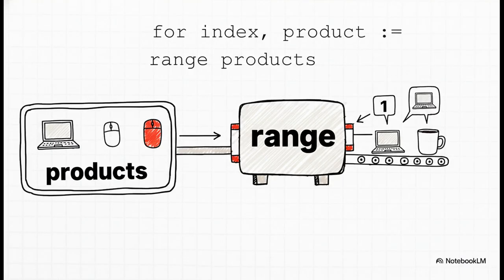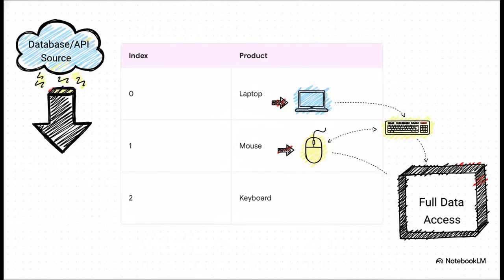When you use range on a collection, like this product slice here, it gives you 2 things back for every single item. First, you get the index, that's just its position, 0, 1, 2, and so on. And second, you get a copy of the actual value itself at that position. And as you can see, this lets you go through your data so cleanly. Just imagine this list of products came from a database, or maybe an API call. The for-range loop gives you a super simple, super readable way to process every single item that comes back.